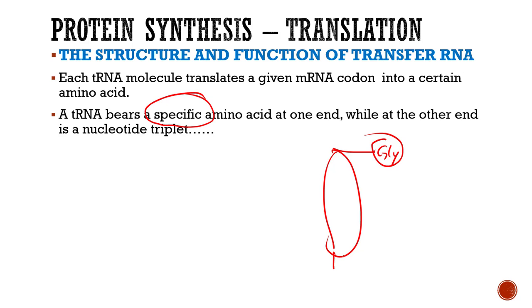And at the other end, it has the three bases which are opposite to the three bases in the messenger RNA. We know that the triplets, three bases in the messenger RNA, or the words in the messenger RNA, are known as codons. So this is a tRNA. Now this tRNA is carrying at one end an amino acid which is specific to it, and at the other end it has three bases which are opposite to the codon.